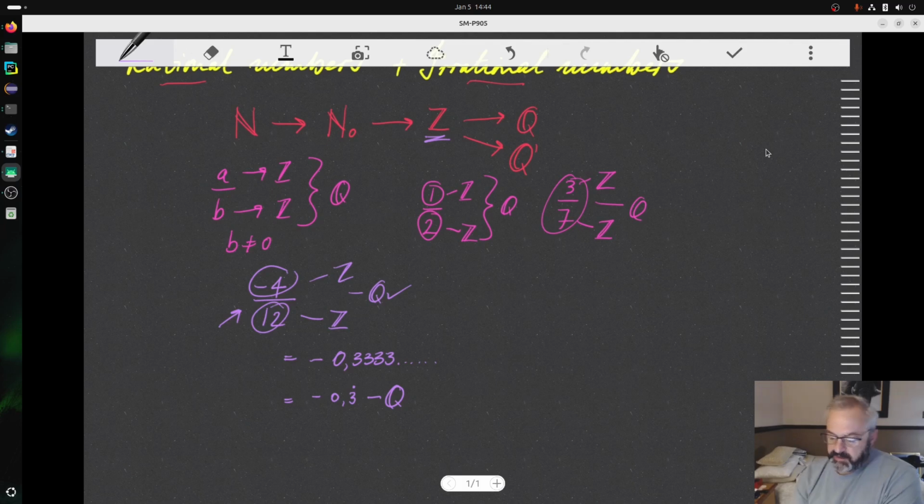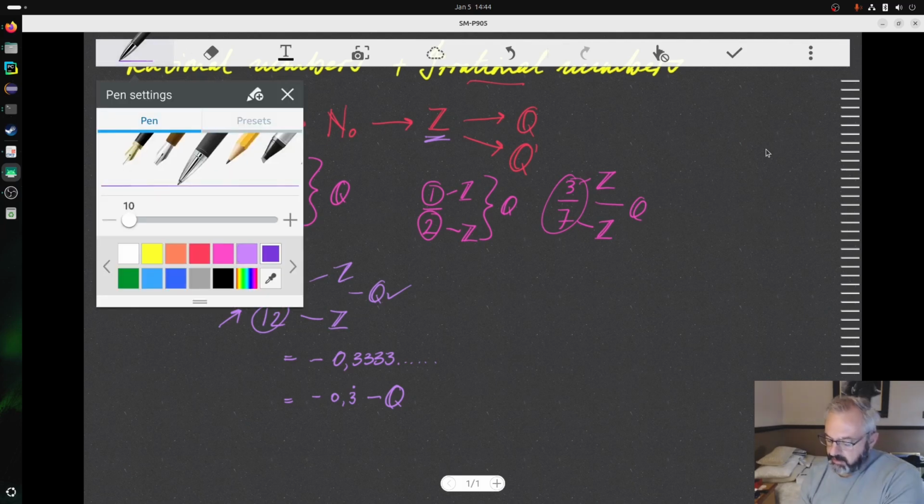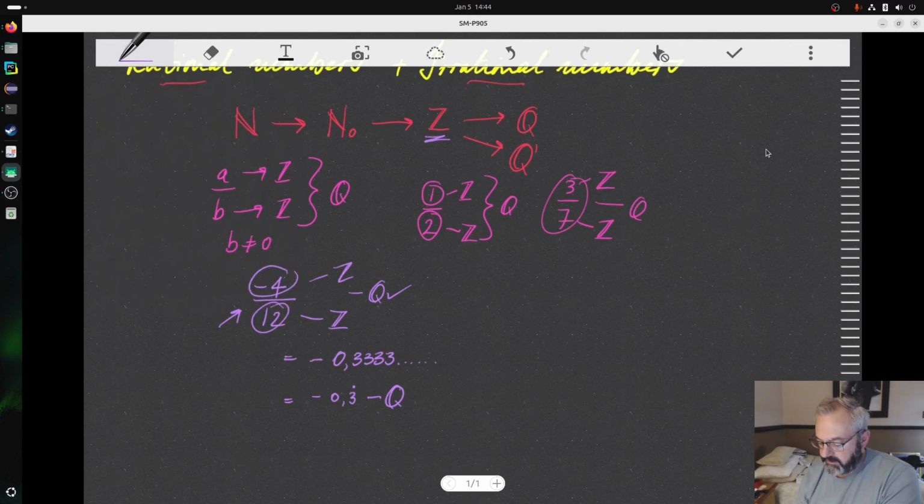What about the fraction 0 divided by 8? 0 divided by 8, or 0/8. Is that a rational number? Okay, let's look at it again. What's the definition of a rational number? A ratio that can be expressed as any ratio between two integers.